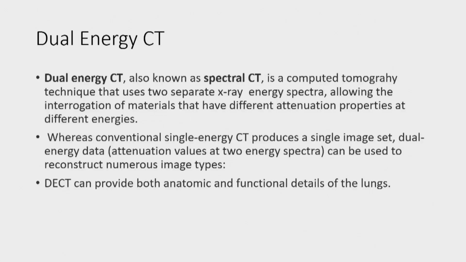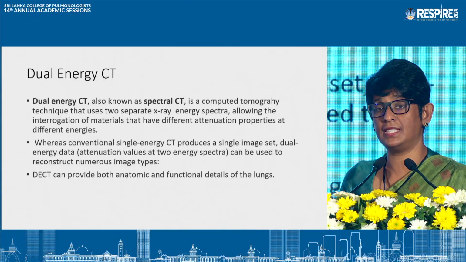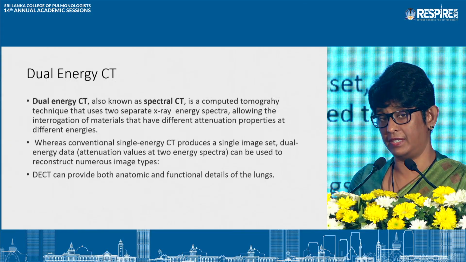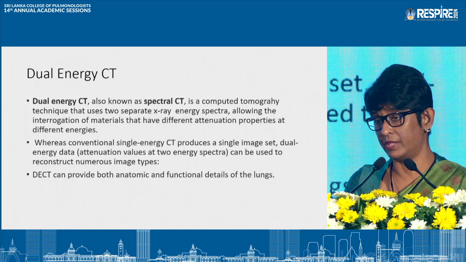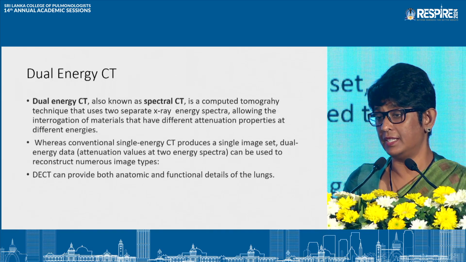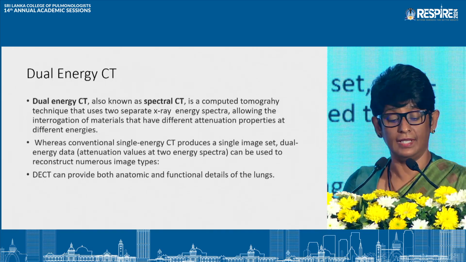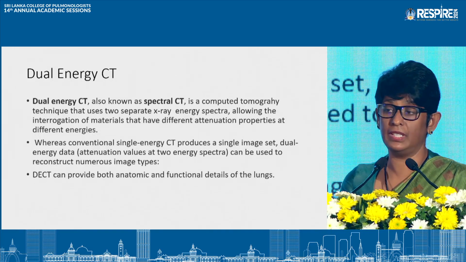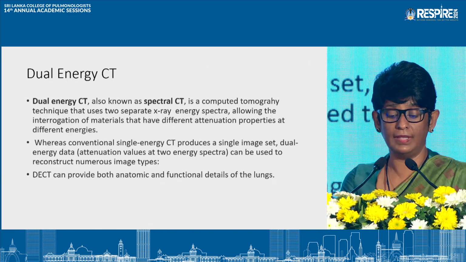So the first one is dual energy CT. That is the type of CT, as the name implies, where we use 2 levels of energy instead of a single energy level. Single energy is the one that we already have here for imaging, and that is called single level energy CT. Now, what I'm going to talk about is dual energy. So what is the advantage?